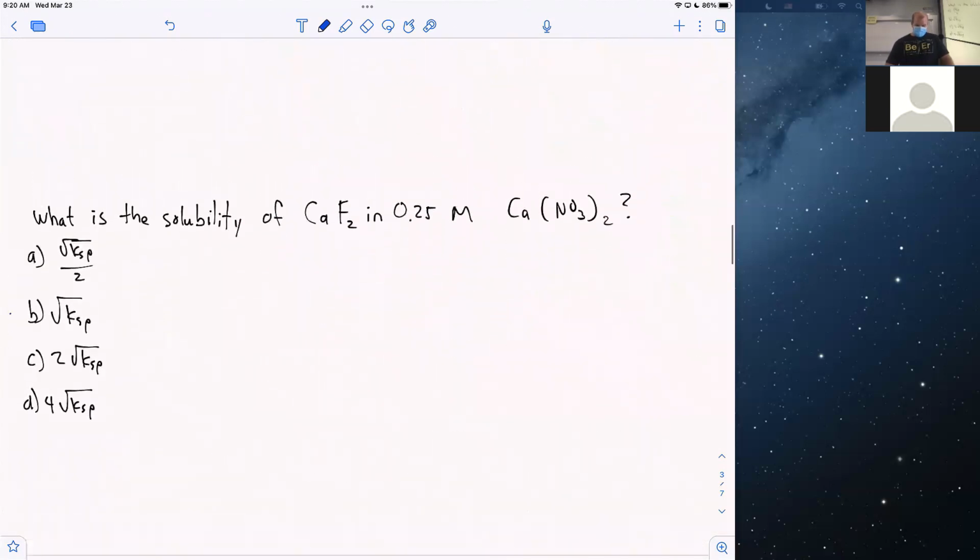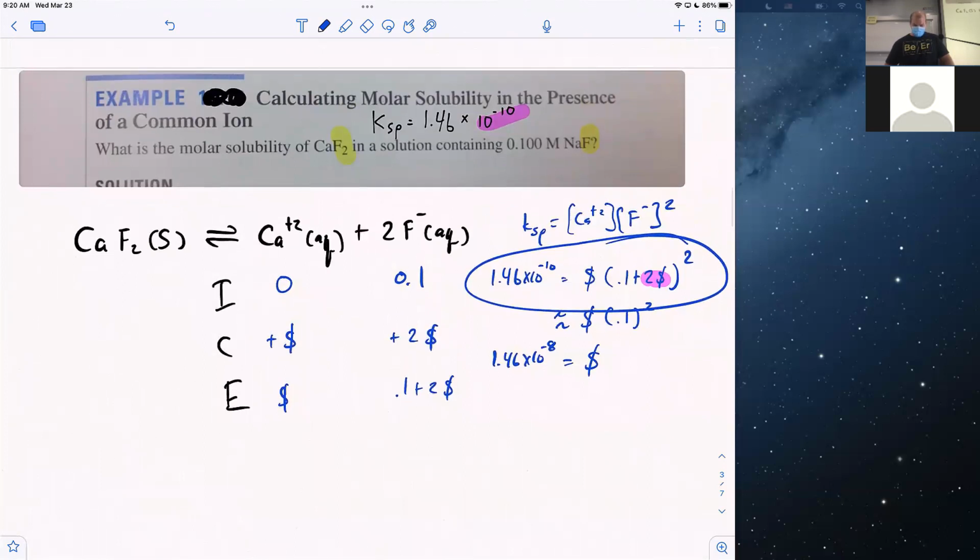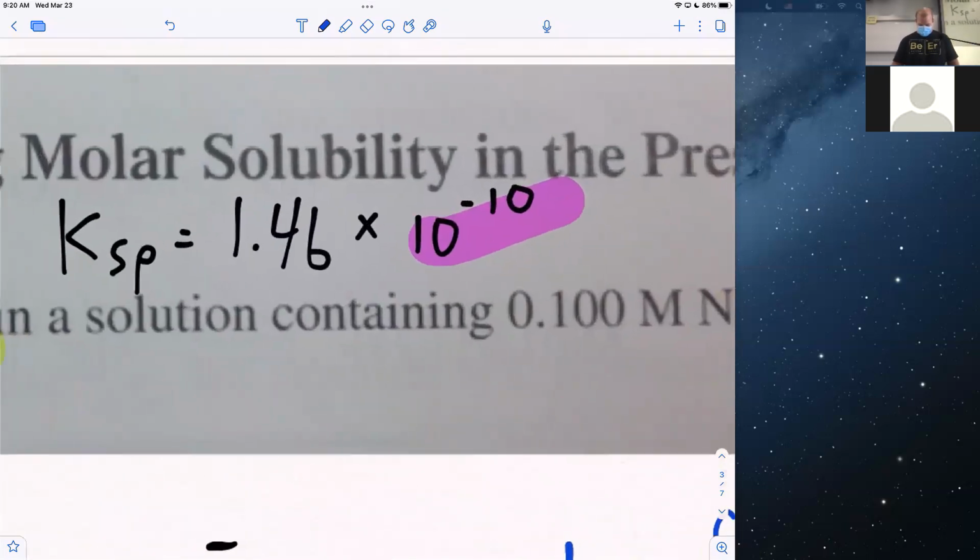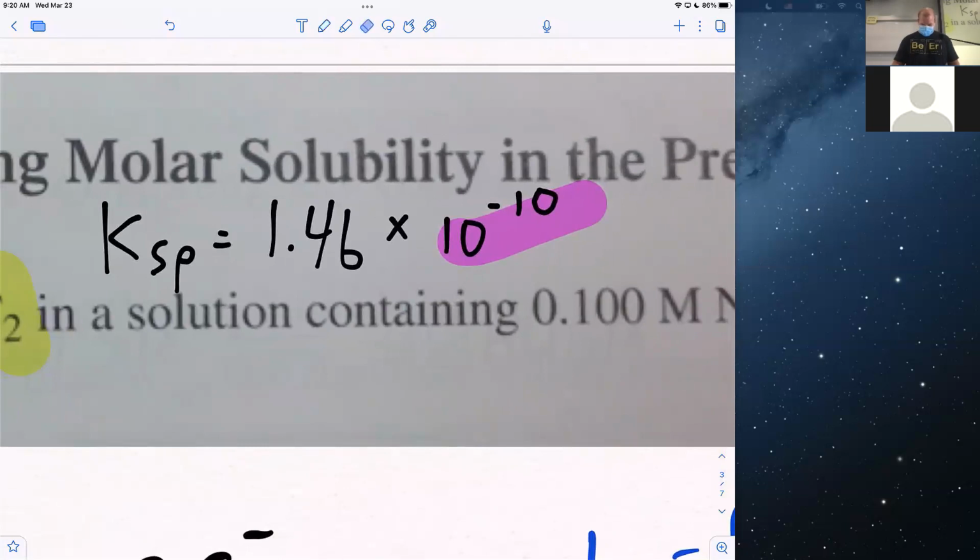I have a question. Go ahead, Kiana. Sorry, could you review exactly why we are able to get rid of the 2s? So yeah, this is the variable is small approximation. So what this is saying, do you remember when we talked about the magnitude of the size of equilibrium constants? An equilibrium constant of 1.46 times 10 to the minus 10, that's saying that it doesn't go very far at all, right? So something to the minus 10.